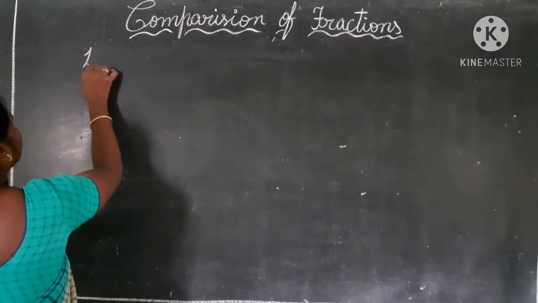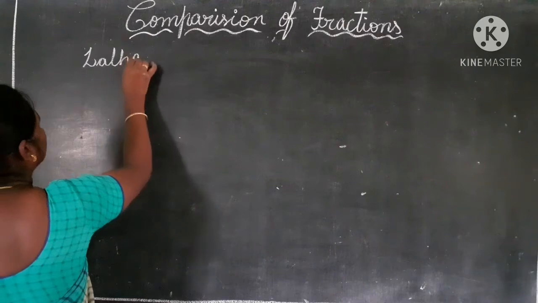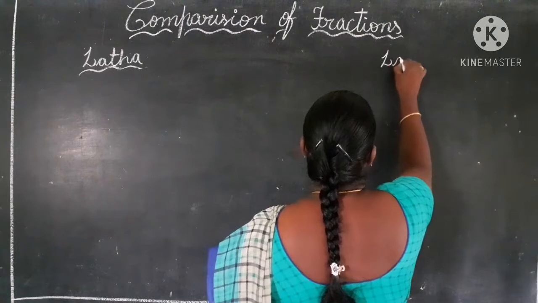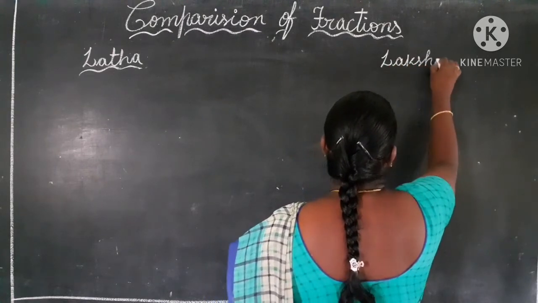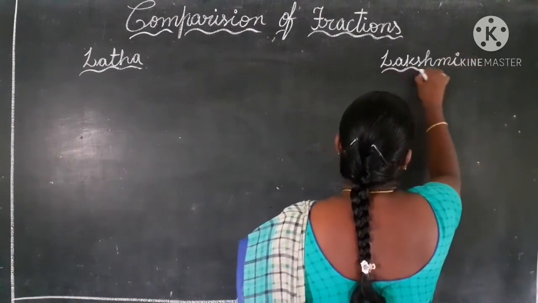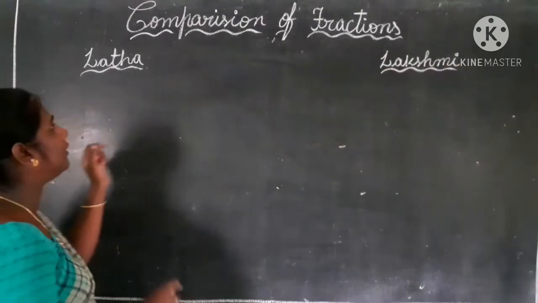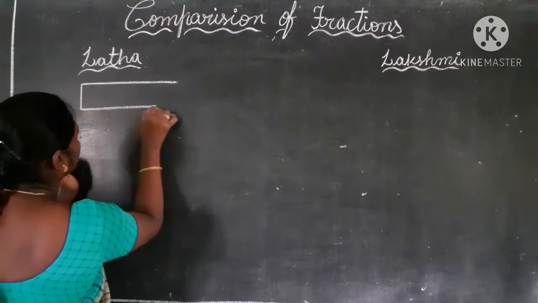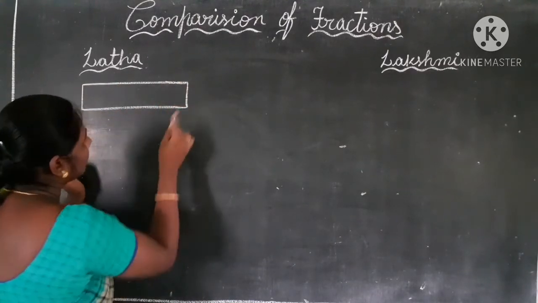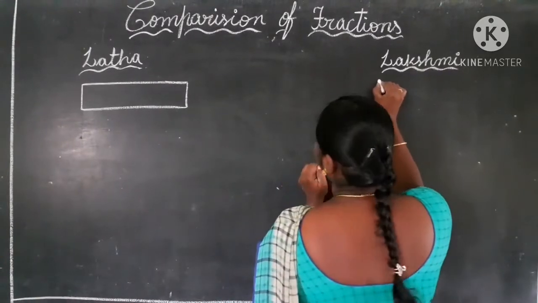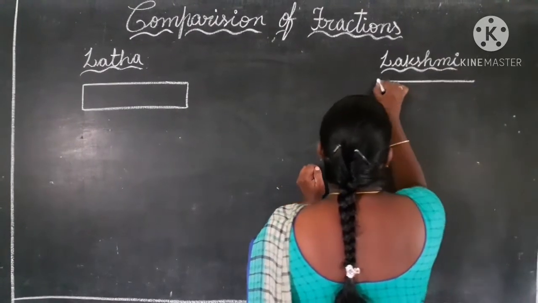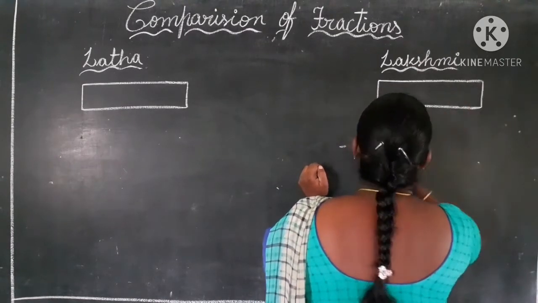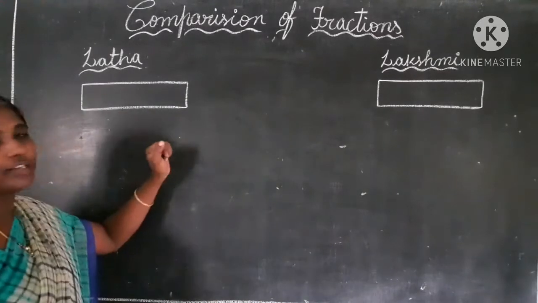Okay, Lata and Lakshmi went to a shop. They bought one chocolate bar each. Lata bought one chocolate bar and Lakshmi bought one chocolate bar.